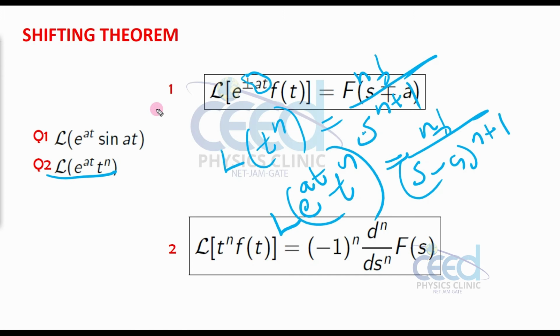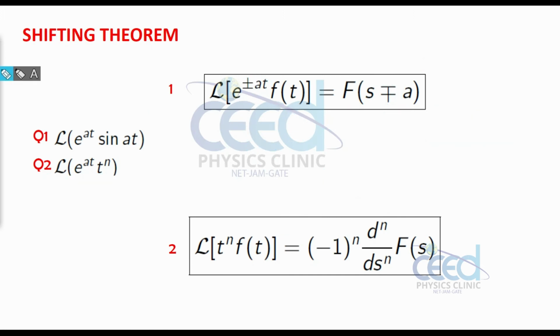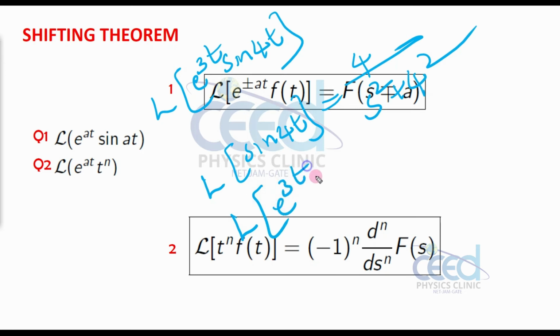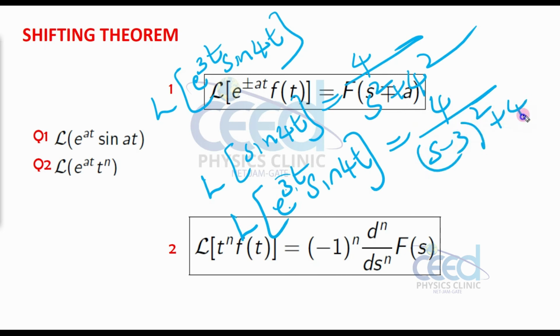These two questions can be replaced like this, where the numbers may vary. Suppose I create two questions here. Laplace of e raised to 3t sin 4t. So you have to write what is Laplace of sin 4t. Laplace of sin 4t is a by s square plus a square, that is 4 by s square plus 4 square. Now for Laplace of e raised to 3t sin 4t, you have to change s to s minus 3. That is 4 by s minus 3 the whole square plus 4 square.